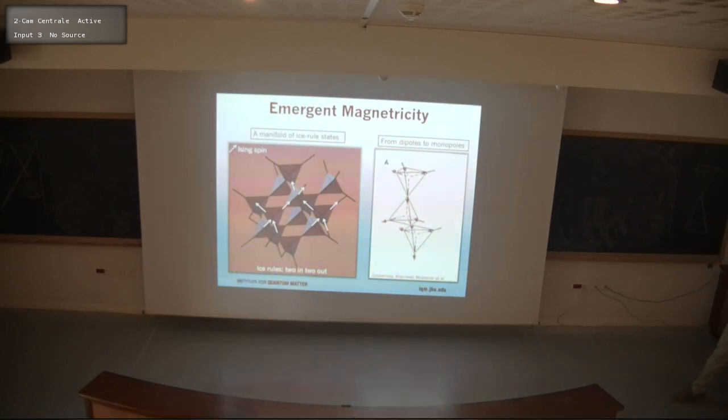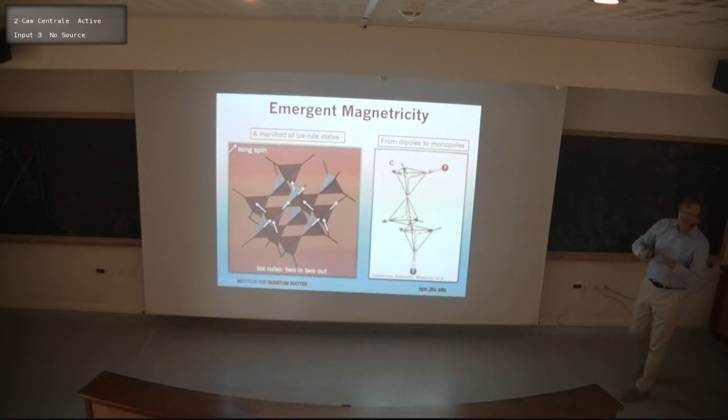The basic idea is that I can have this manifold of states satisfying the 2-in, 2-out condition. It's a massive manifold having the Pauling entropy. And then I can flip a spin relative to that manifold, and that creates another set of states at an elevated energy, because I put some energy in to flip the spin. But then I can have these monopolar degrees of freedom move around through the lattice, as indicated in this sketch here.